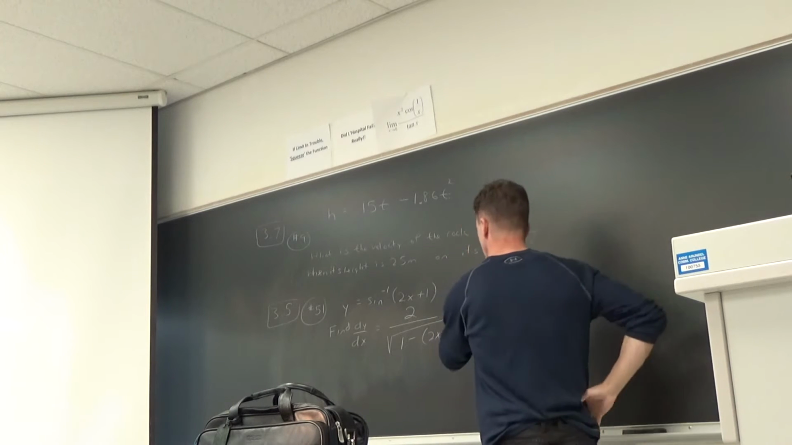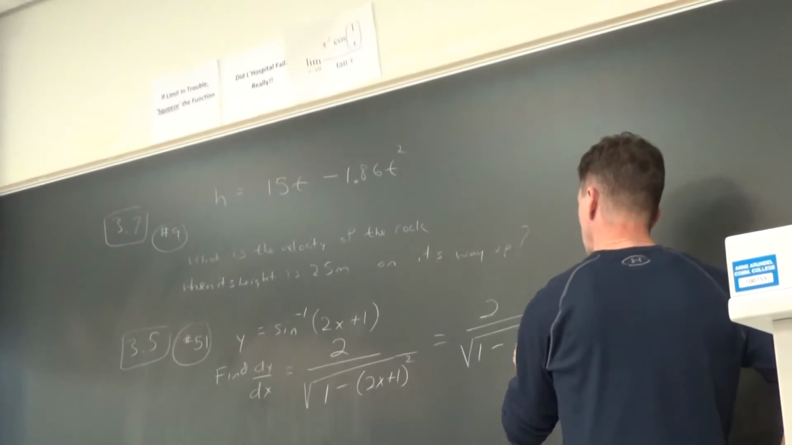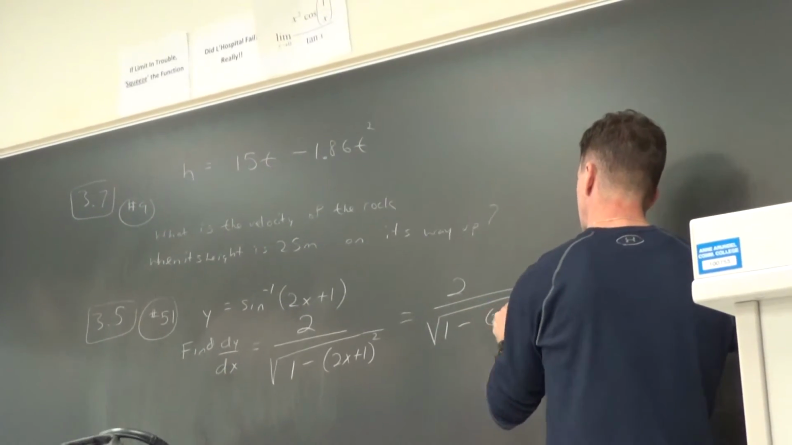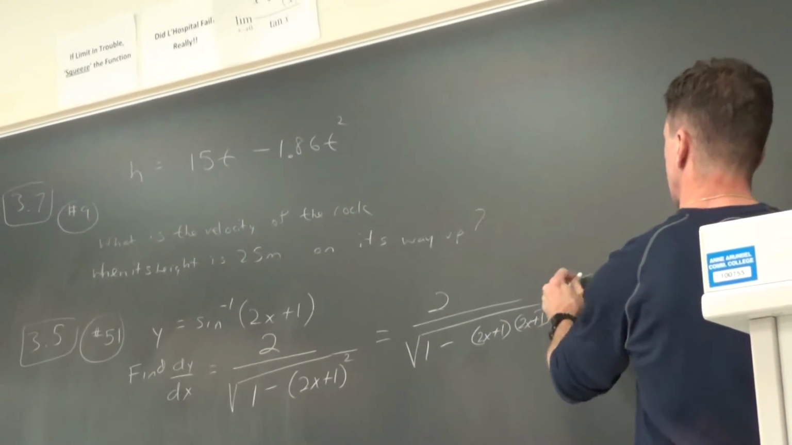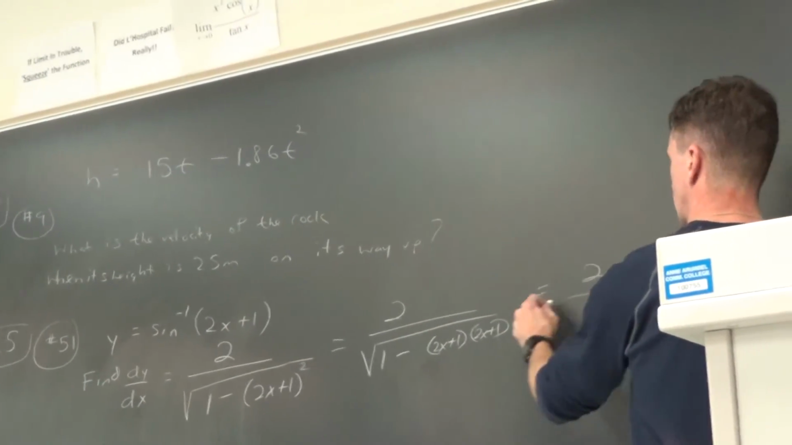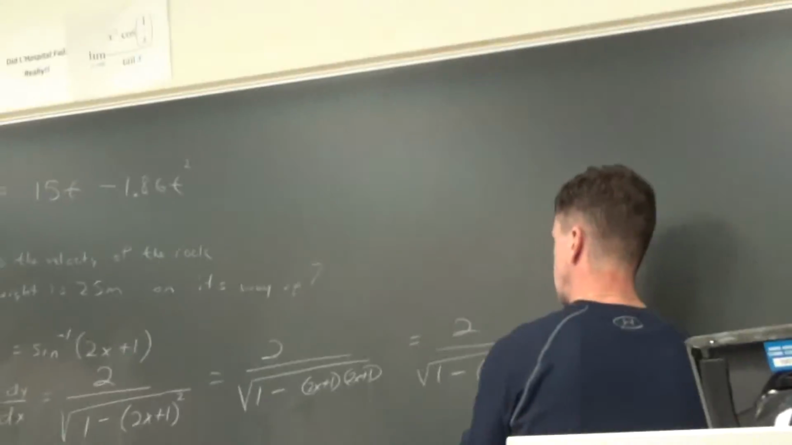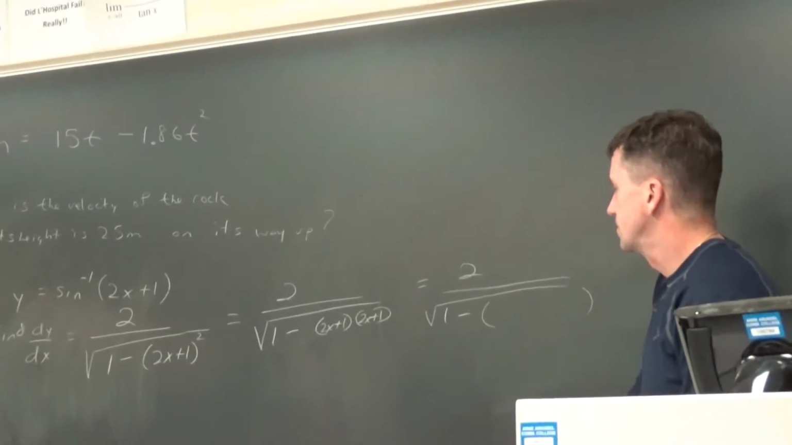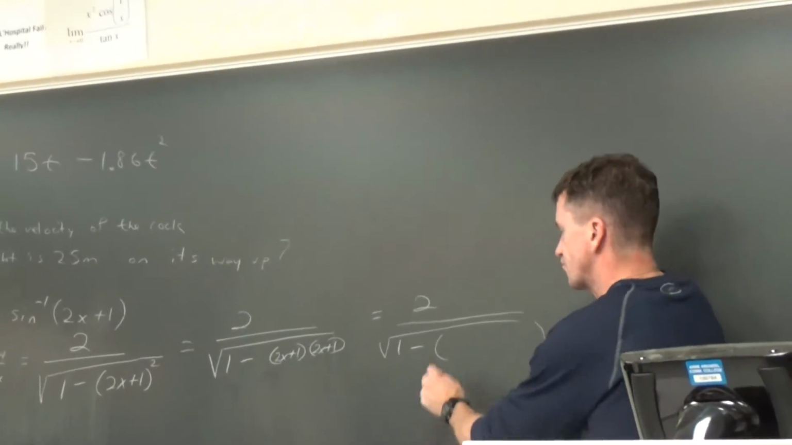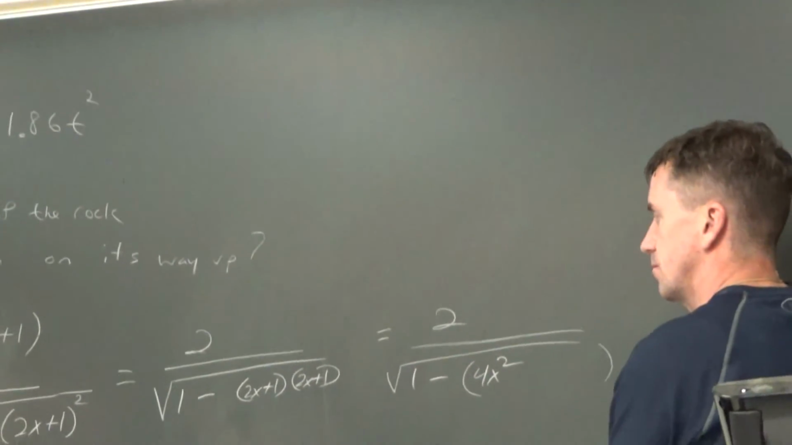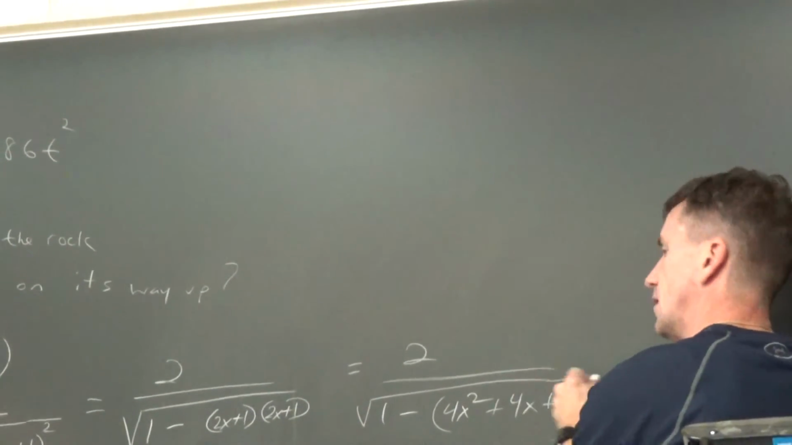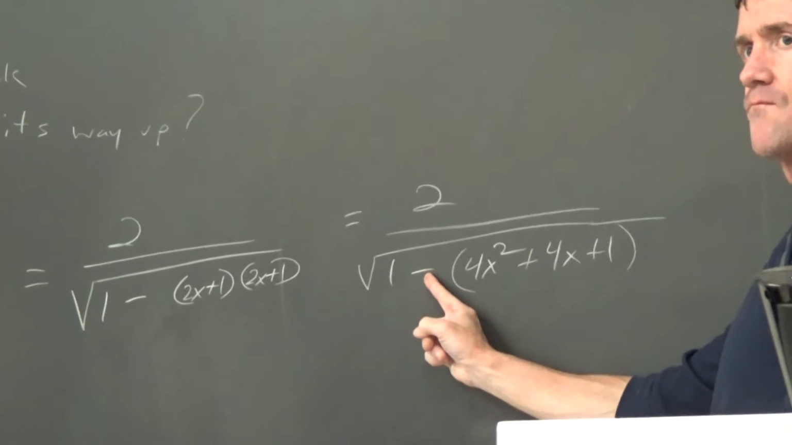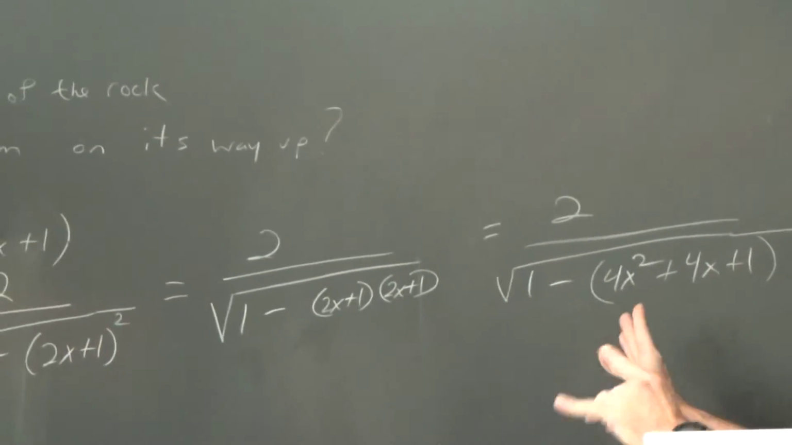So I imagine they expanded this. Let's start with that. We'll just keep doing an equal sign. How did the book write this? All right, let's FOIL that 2x plus 1. All right, what do we get? 1 minus, let's keep parentheses around that, 4x squared plus 4x plus 1. All under the radical, but I haven't distributed the minus yet. So far, so good? Cool.